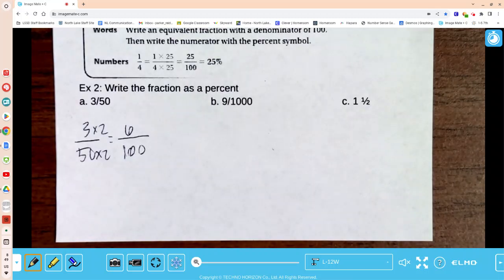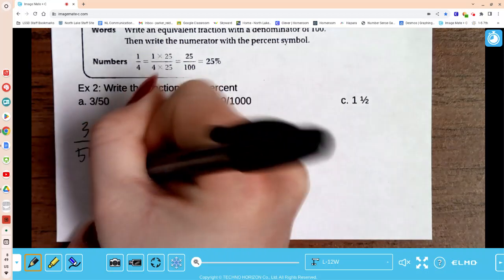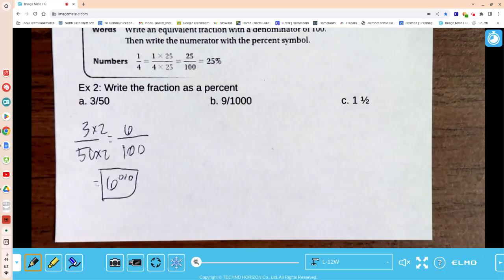But now that it looks like that, 6 over 100, what percent is 6 over 100 representing? What could I now write as my final answer? What percent is it representing? Tanisha? 6%, because it's just the amount out of 100. And now that I know it's 6 out of 100, I know that means 6%. Questions about 2A. Sorry, not B, 2A.